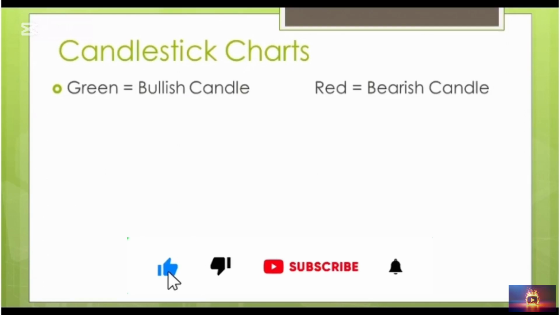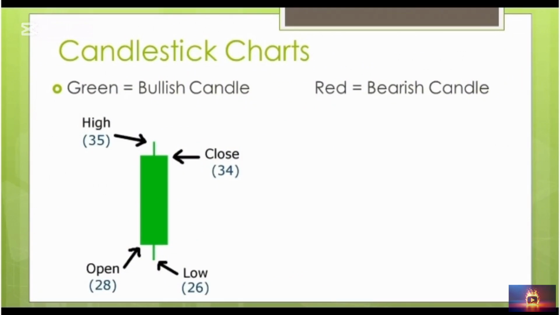In candlestick charts, you have two kinds of candlesticks, bullish and bearish. A bullish candlestick is one where the stock closed higher than the price it opened at. So if it is a bullish candle, it will be represented by a green candle, and the bottom of the candle will show the opening price, whereas the top of the candle will show the closing price.